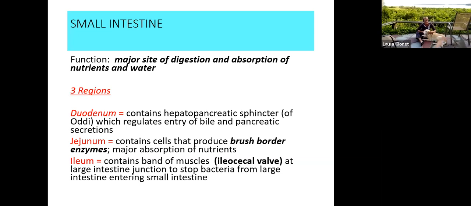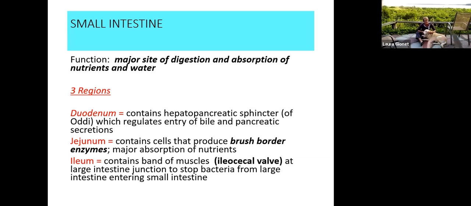The jejunum contains cells called the brush border cells, that produce brush border enzymes. And these will be some enzymes that complete protein and carbohydrate digestion primarily. And then the ileum contains bands of muscle and terminates at the ileocecal valve at the large intestine.